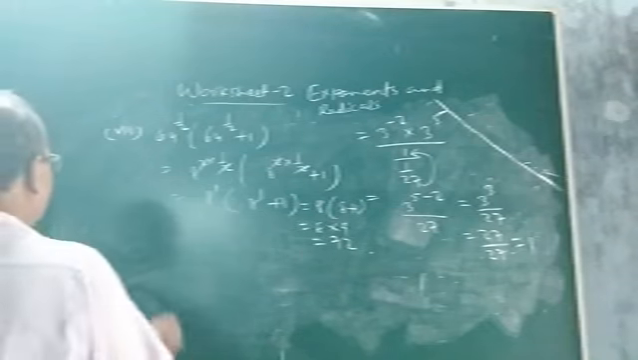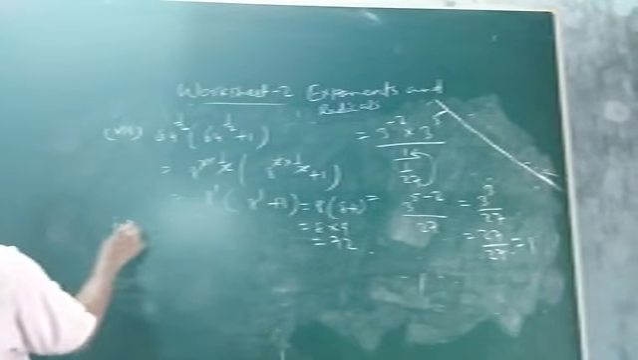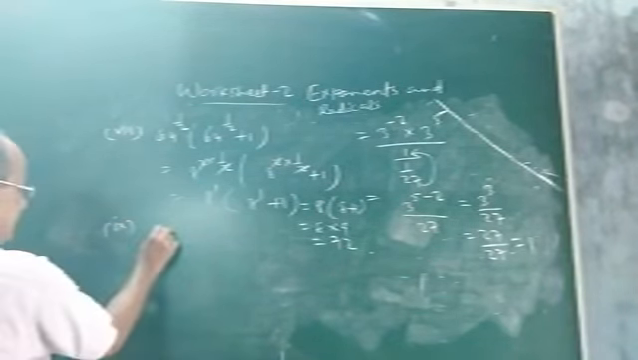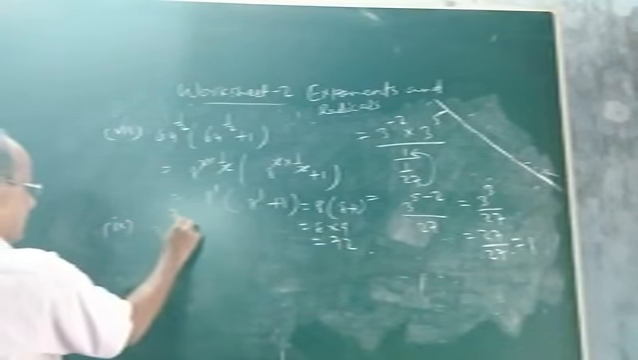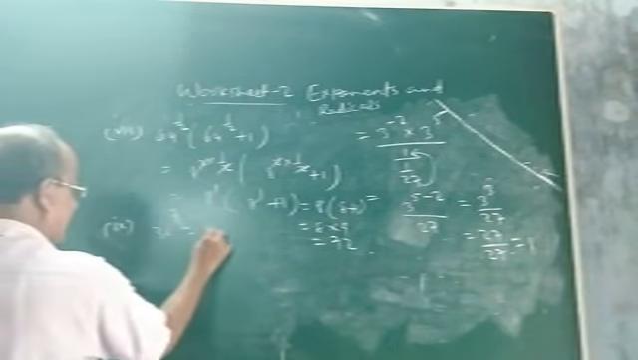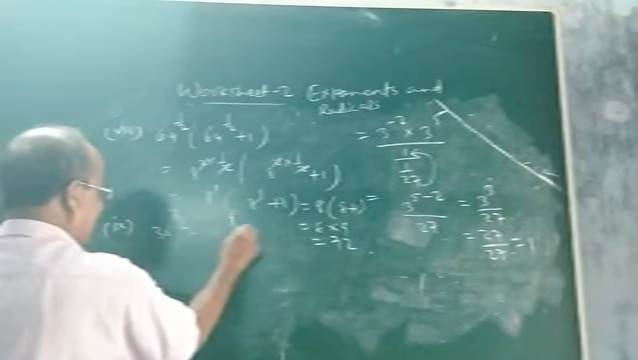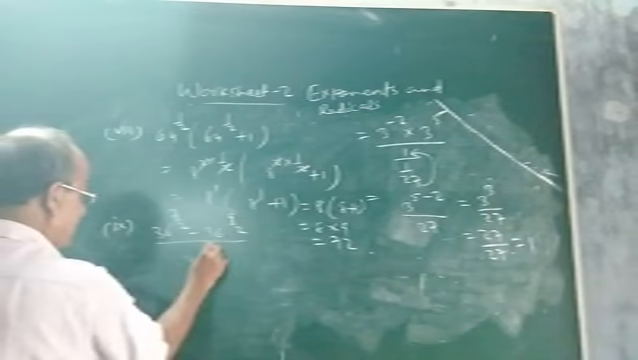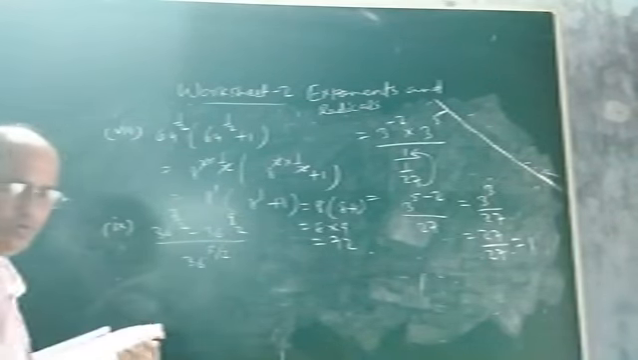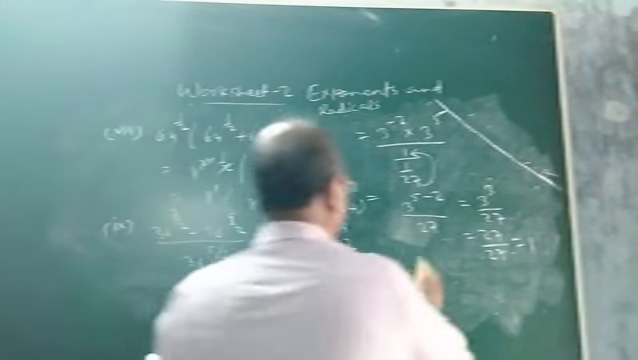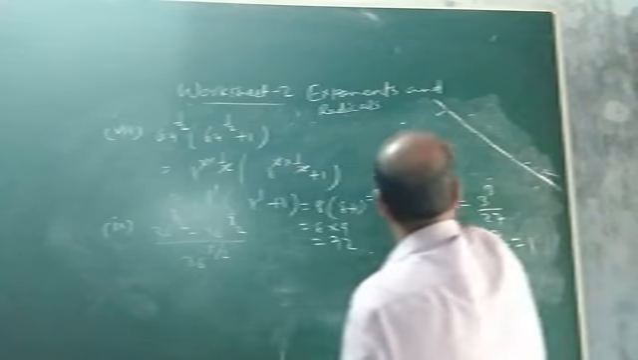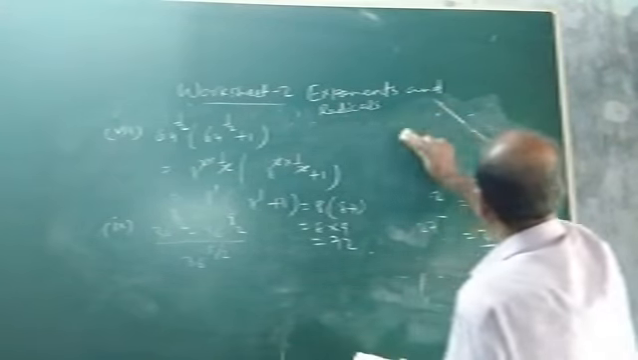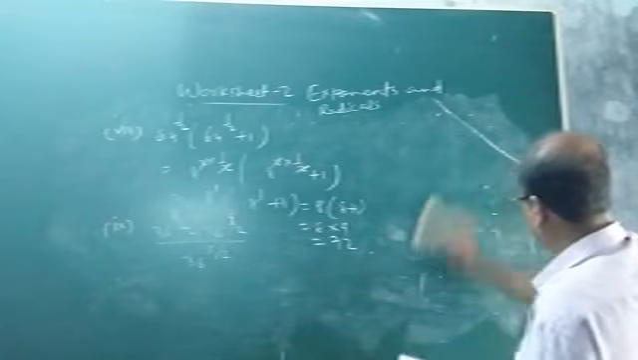Now, number 9 you see. 36 to the power 7 by 2 minus 36 to the power 9 by 2 whole divided by 36 to the power 5 by 2. How to find the value of this? Let us see.